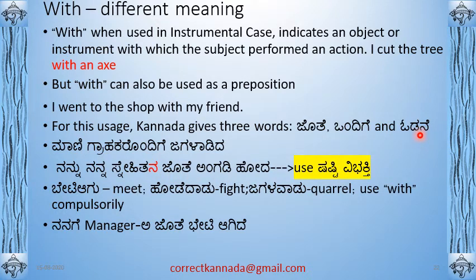Odane is also the same. Snehitana odane, similar to jote. So between jote and odane, they are separate words representing with as a preposition, whereas ondige is a pure suffix. Suffix means it attaches to the noun. So snehita nondige, you will say, or snehitana jote, or snehitana odane. Right? So that's basically what this is all about. This with as a preposition is different from the with as an instrument. So this is the purpose of this slide. So let's move on.